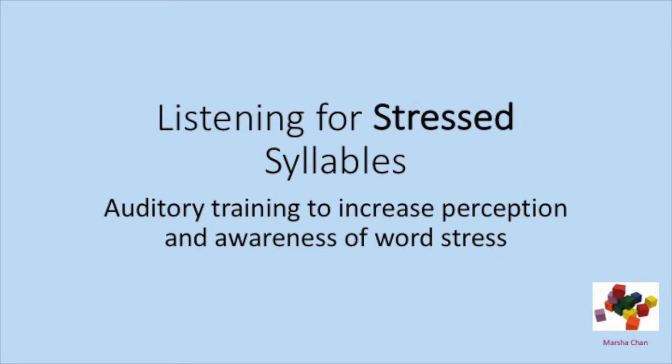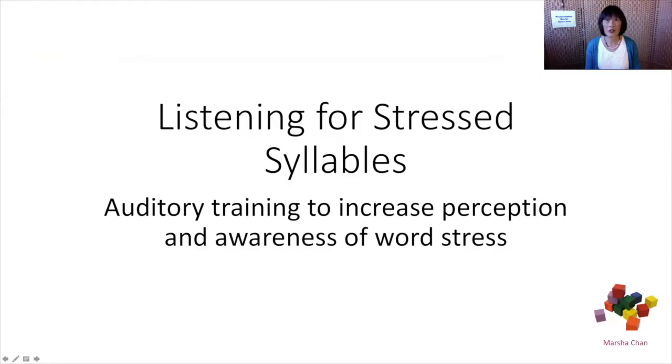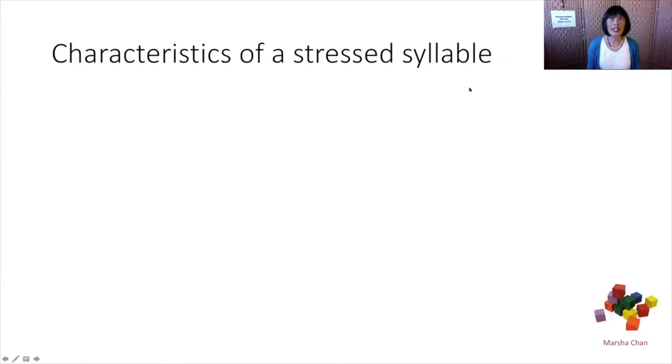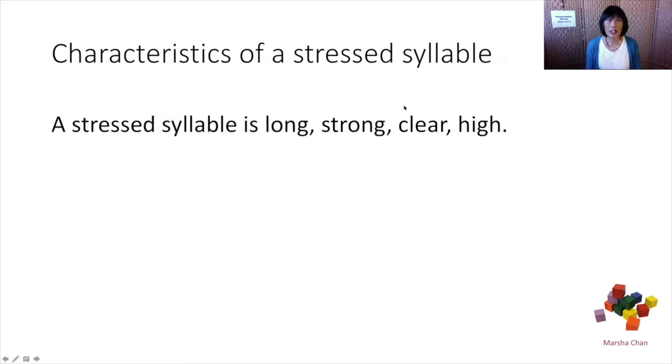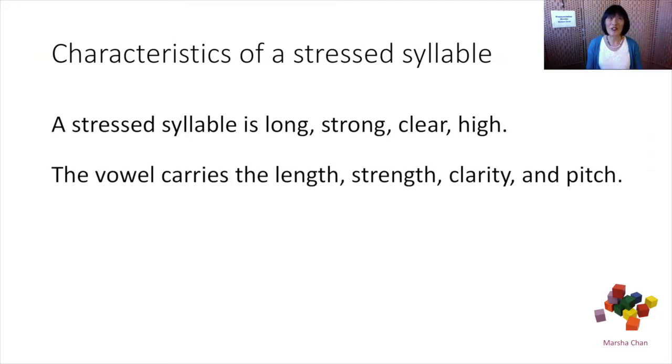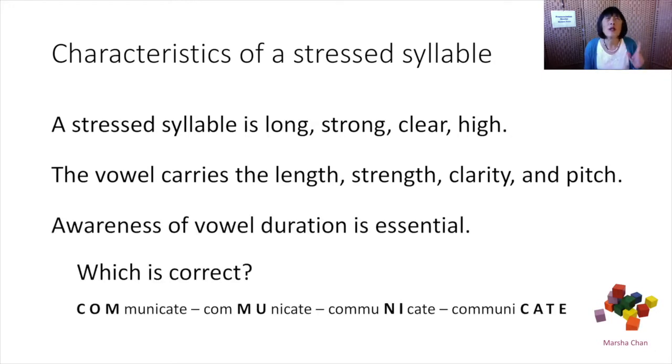How is a stressed syllable different from one that's not stressed, for example? Well, we can think of stress as having several characteristics. Some of them are like these. A stressed syllable is long, strong, clear, and high. The vowel carries the length, the strength, the clarity, and the pitch. Awareness of vowel duration is very important. It's essential. So, for example, which of these is correct?